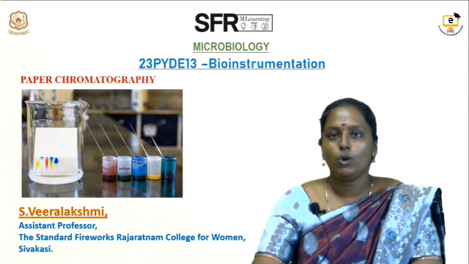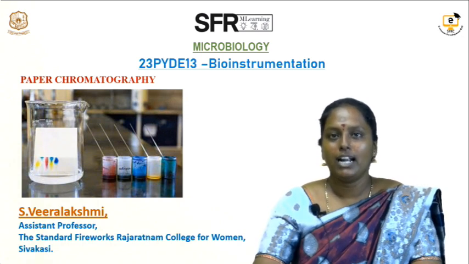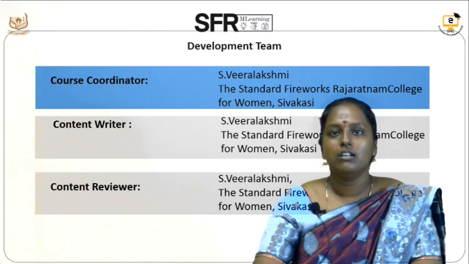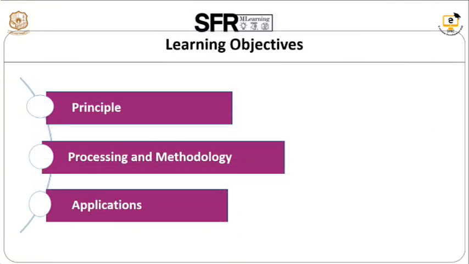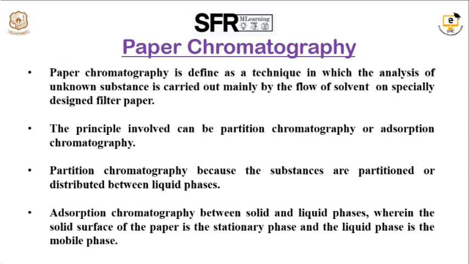Today we discuss what paper chromatography is, its principle, methodology and applications. What is paper chromatography? Paper chromatography is a technique in which the analysis of an unknown substance is carried out mainly by the flow of solvent on specifically designed filter paper.